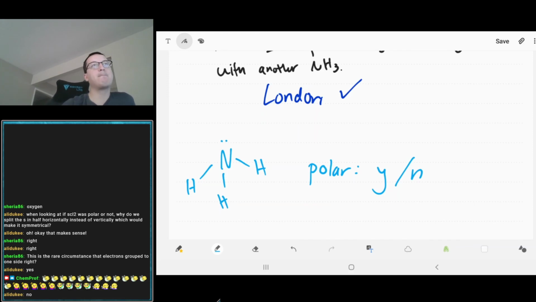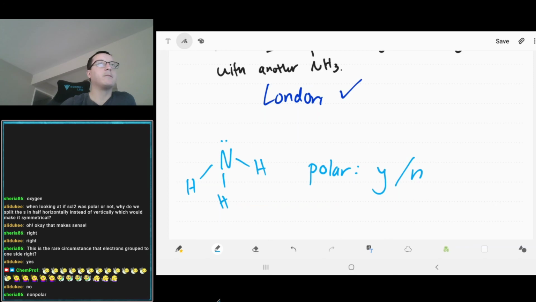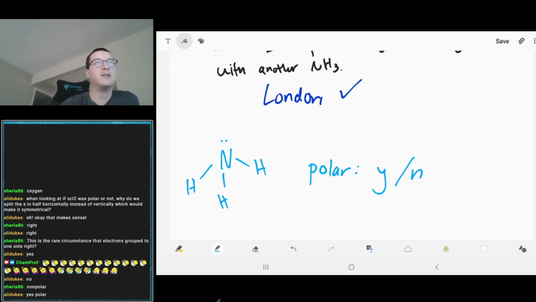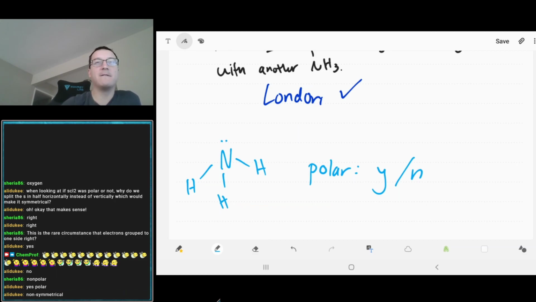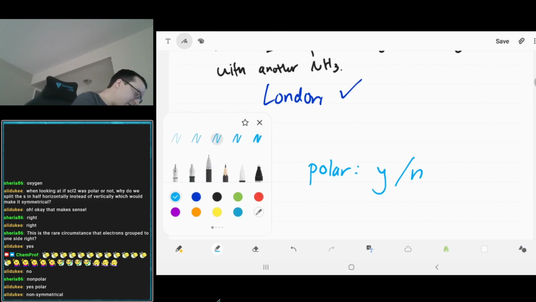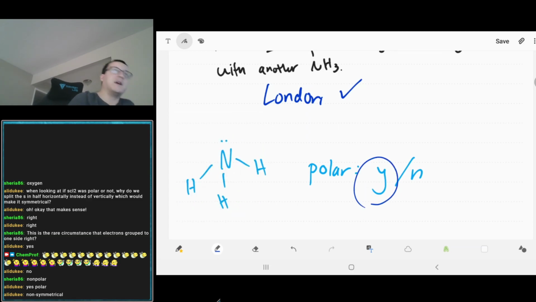What do we think? Not a polar molecule? Why do you say that? Why do we think it's non-polar? Yes, polar. Why do we think it's polar? It's asymmetrical, yeah, for sure. Maybe I can explain the symmetry thing a different way. By the way, the answer is indeed yes, it is polar.